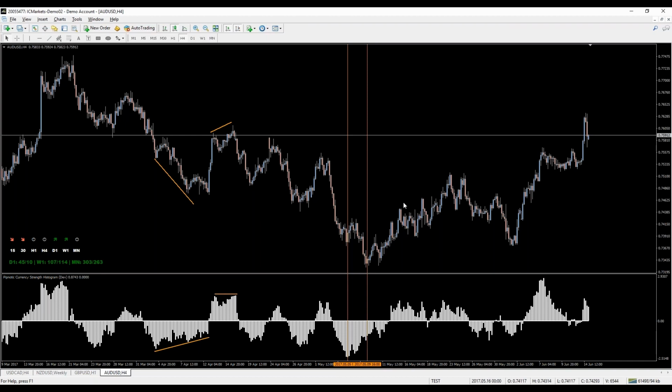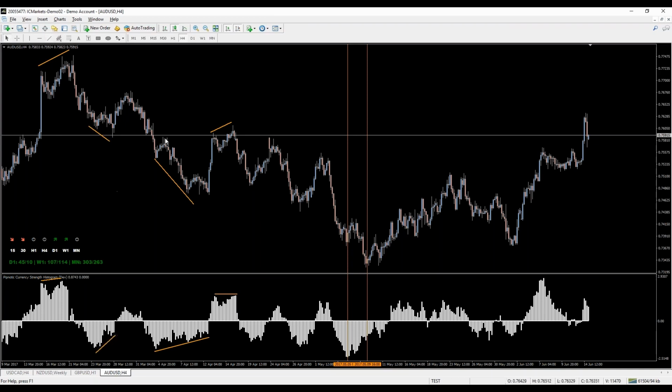So you can use it for divergence trading. Here we have another one. We have another one here. We had a less aggressive increase in strength on the Australian dollar. We had a nice sell-off. So you can use it for that. But you can also, I mean, you can see, sorry, I'll just do one more and then I'll leave it.